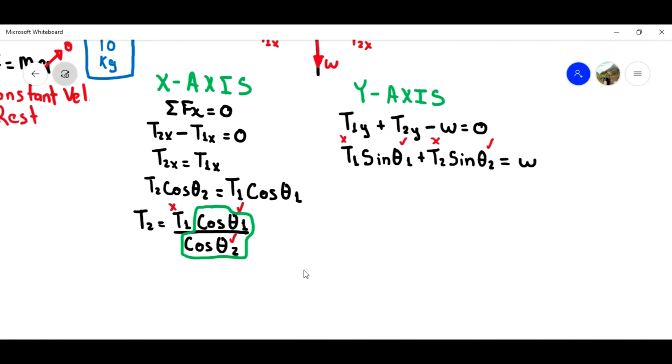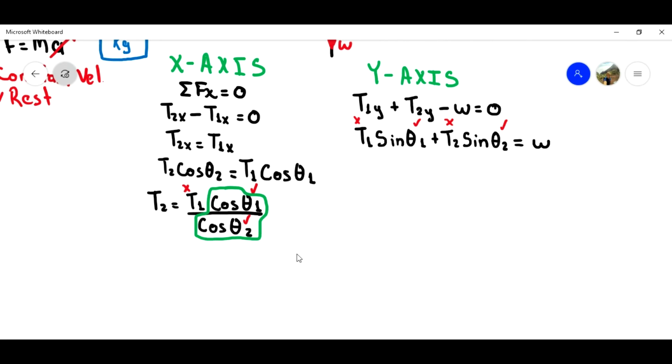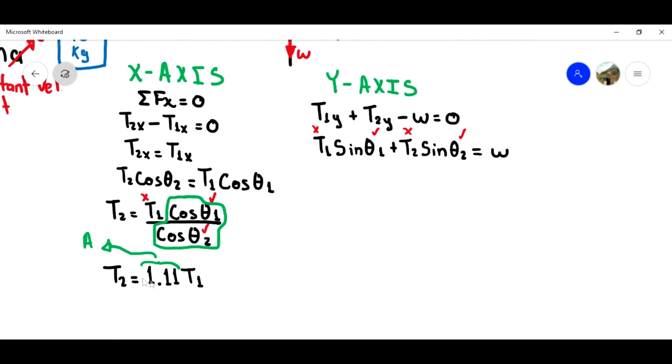Okay, so that's the number that I'm going to write over here. So tension 2 equals 1.11. I'm just going to write 2 decimals, and this number is multiplying tension 1. So I'm going to write here tension 1. Okay, and I'm going to save this number in my memory A of my calculator. So if you see, tension 2 is 1.11 times tension 1.